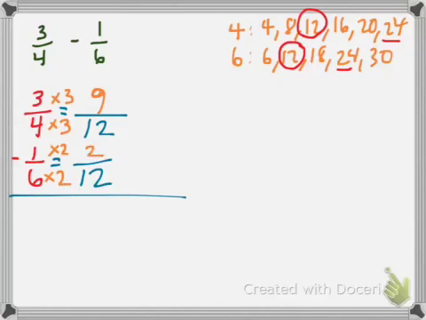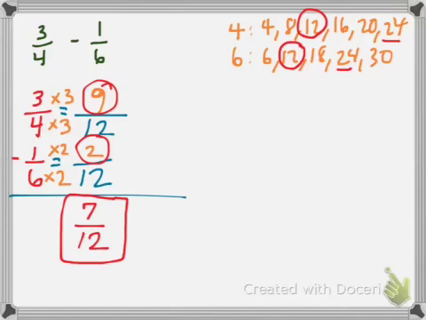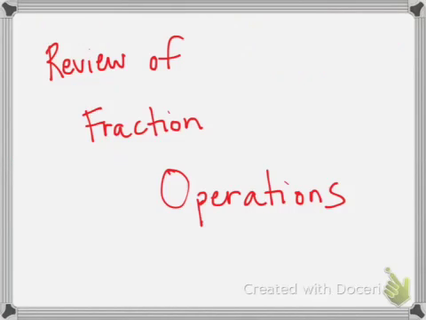And then I subtract the numerators. So only subtract the numerators. 9 minus 2 I know is 7. Keep my denominator, 7/12. Simplify if necessary. This is already in simplest form, so I don't have to simplify. So our final answer is 7/12. So this was a review of fraction operations, how to multiply, divide, add, and subtract fractions.